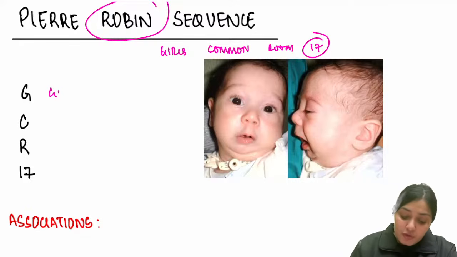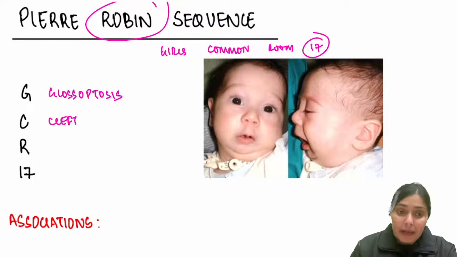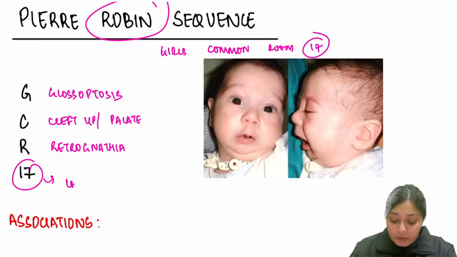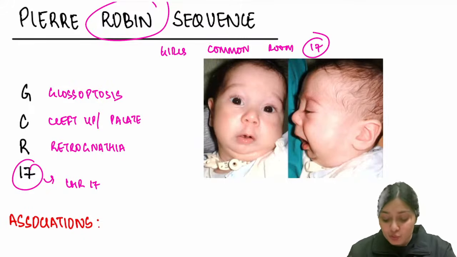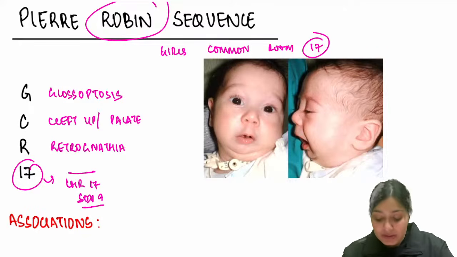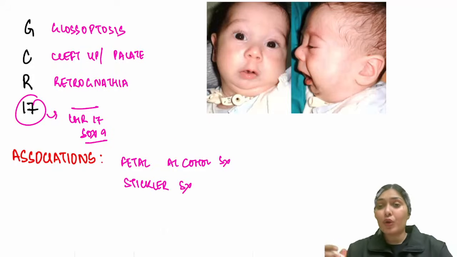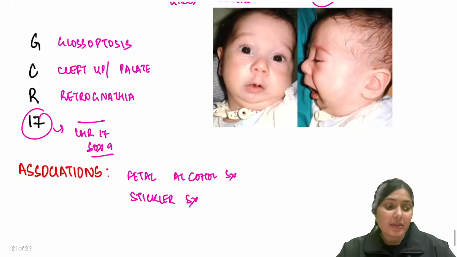G is for glossoptosis. C is for cleft lip, cleft palate. R is for retrognathia, that is retracted jaw. And 17 is to tell you that chromosome 17 issues, SOX 9 mutations, can also lead to this Pierre-Robin sequence. Apart from that, associations I told you, they are associated with fetal alcohol syndrome, Stickler syndrome, right? So this is all about your Pierre-Robin sequence.